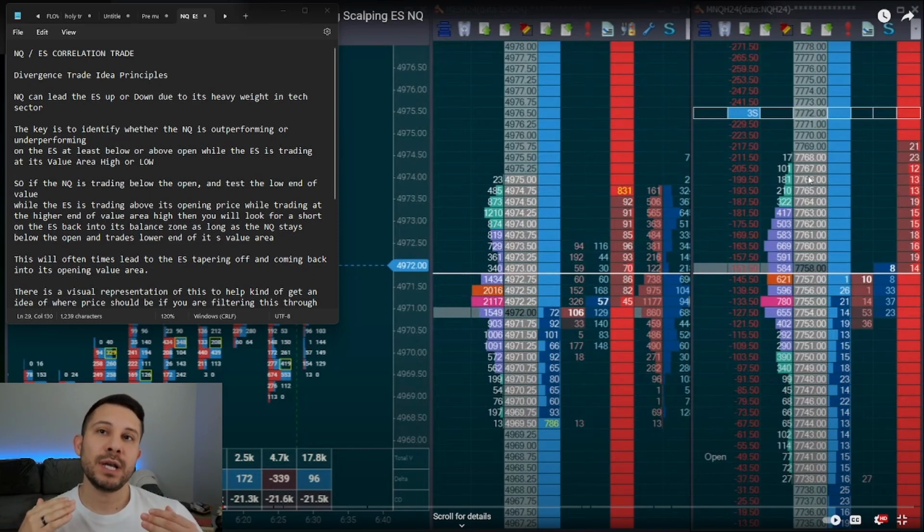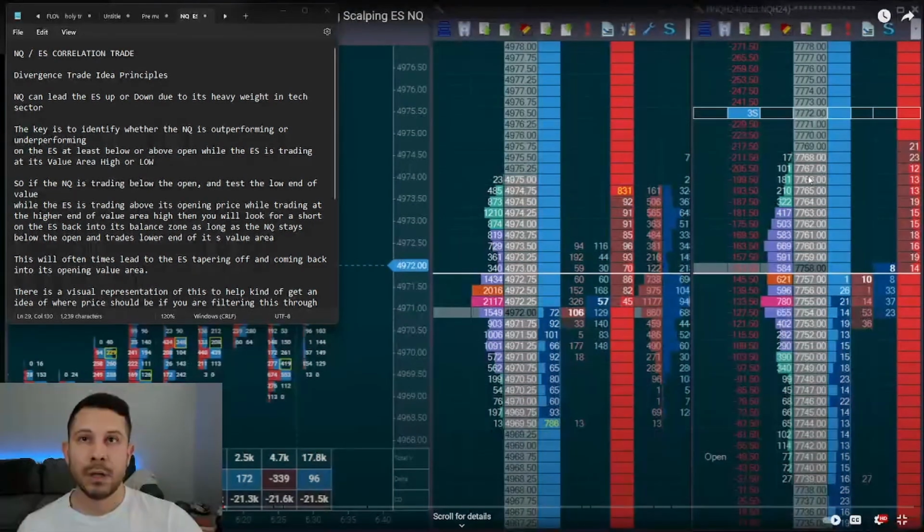The ES must be trading above its opening price and to some degree at its value area high, while the NQ is trading below its open and near balance or below its value area low. These are the things you'll need to understand because this is completely correlated to those terms in that trade. If you don't understand what that is, check out my videos. I have a few videos explaining auction market theory, balance zones, and value areas. I'll put those in the description, but feel free to subscribe and do more homework to better understand this trade.